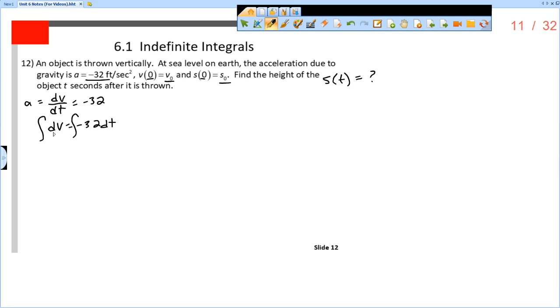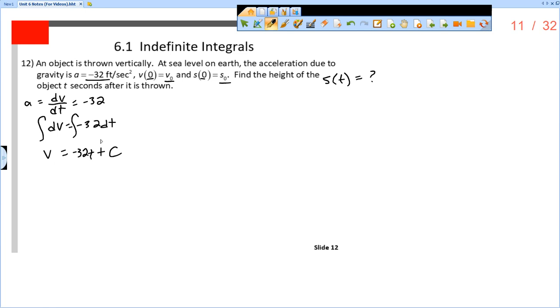So what is the integral of dv? Remember, the integral of the derivative of velocity is just velocity. Now remember, we would add the c in, but we usually are just going to add it in only on one side of the equation. Then what is the integral of negative 32 with respect to t? Well, that would be negative 32t plus c. So now this is v.